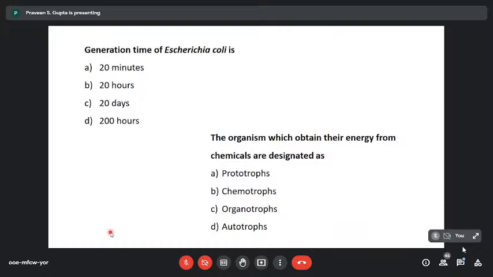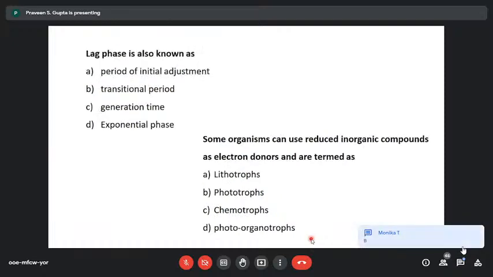Let us see some questions on the last part, that is the culture. Generation time of E. coli is, it's simple, 20 minutes. The organisms which obtain their energy from chemicals are designated as, so what will be the answer? It's easy, chemotrophs. Lag phase is also known as the period of initial adjustment. It is very easy to solve.